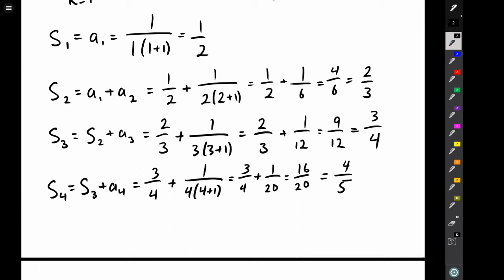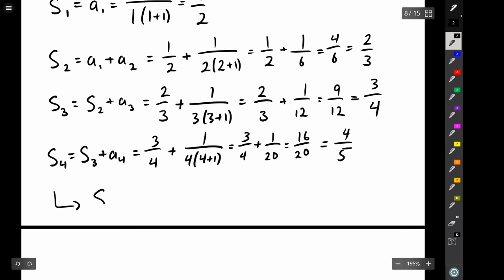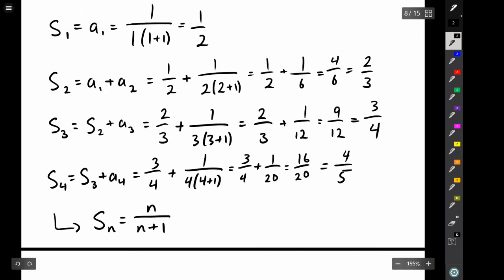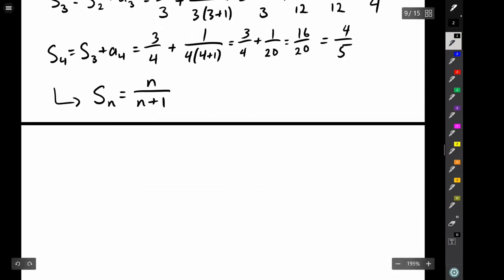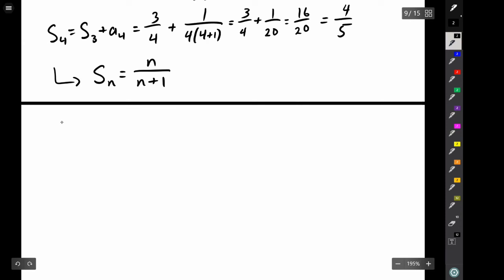Hopefully, by doing this, you can see the pattern that's emerging here. The pattern is n over n plus 1. This is the pattern for the partial sums, because look here: it's 1 over 2 for index 1, 2 over 3 for index 2, 3 over 4 for index 3. If we keep observing that, hopefully you can see that this is, in fact, the formula for the partial sums. So let's try and do this limit.